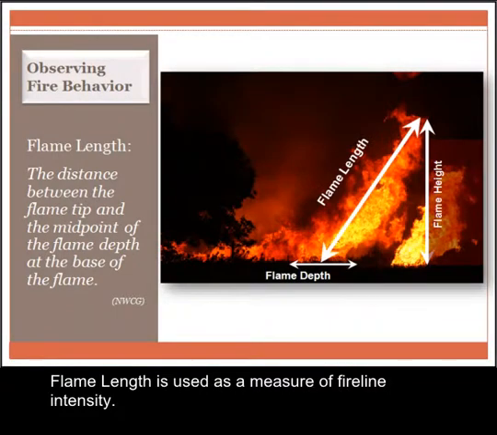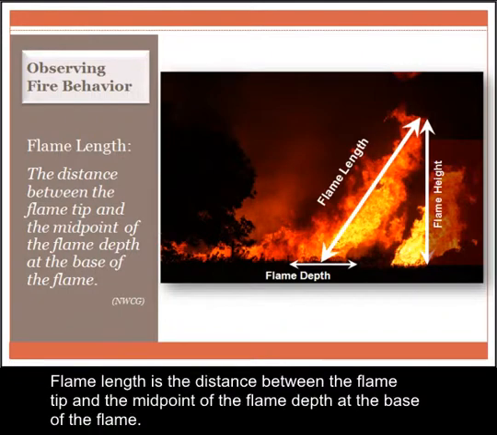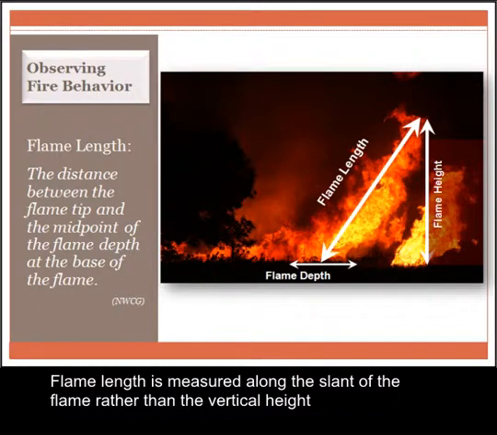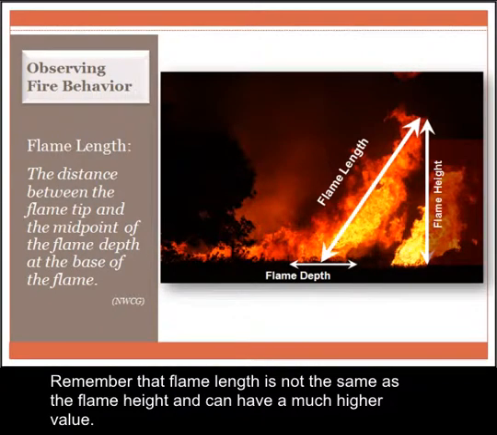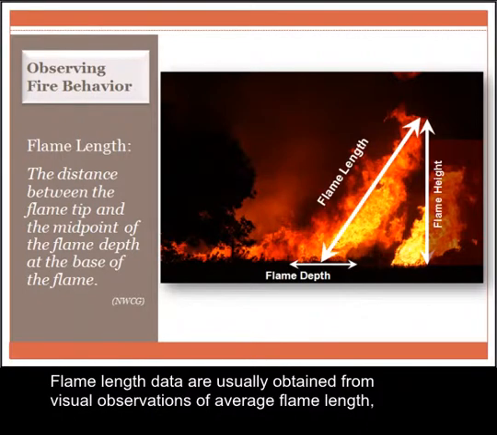Flame length is used as a measure of fireline intensity. Flame length is the distance between the flame tip and the midpoint of the flame depth, at the base of the flame. Flame length is measured along the slant of the flame rather than the vertical height, because it is the length of the flame that is most closely related to fireline intensity and heat production. Remember that flame length is not the same as the flame height and can have a much higher value.